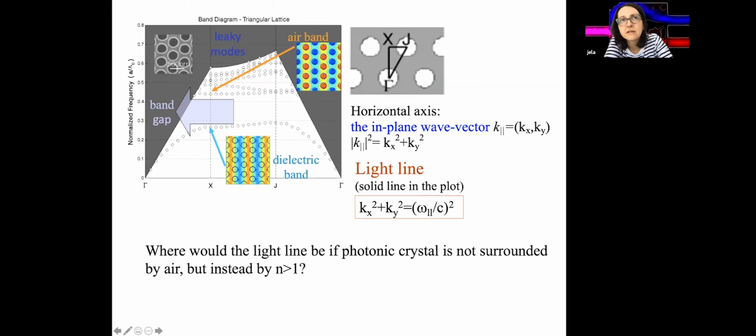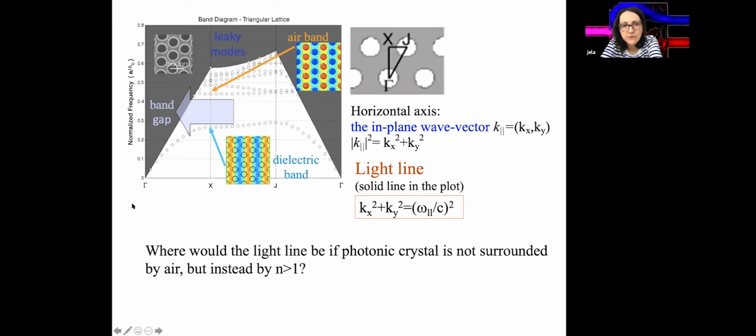As a hint, the light line means the separation of the modes that are guided inside of the slab and those that can leak out of the slab and couple to free space. So what is different between something that's surrounded by water or oxide, which has refractive index 1.5, and vacuum, which has refractive index of 1? Those free space modes are different, which means that the light line has to be positioned at a different location. But where is it positioned? It would be angled lower. Exactly, it would be angled lower because the speed of light differs in these two media.